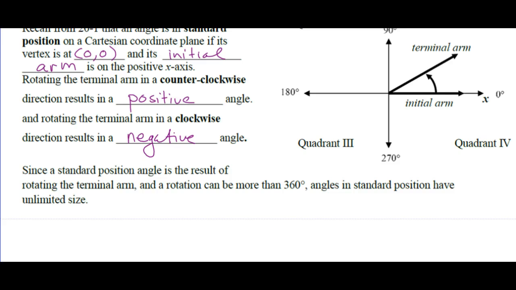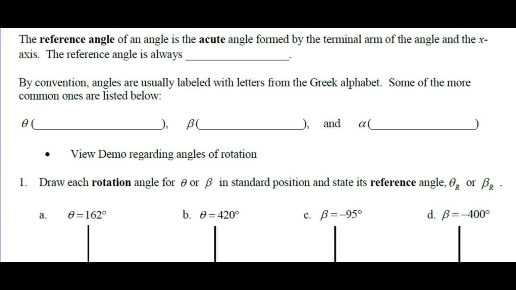Since a standard position angle is a result of rotating the terminal arm, and a rotation can be more than 360 degrees, angles in standard position have unlimited size. So I can have an angle of 720 or 1080 or 1,672,416.3 degrees. Right? So unlimited size. So we can all talk about the same thing, we have the reference angle. It is the acute angle formed by the terminal arm of the angle and the x-axis. The reference angle is always positive. No matter which way you rotate, you're not worried about whether it's a clockwise or counterclockwise rotation. We're just saying the reference angle is a positive angle.